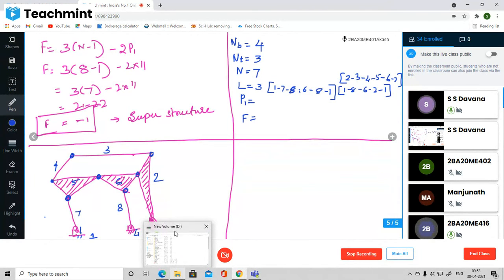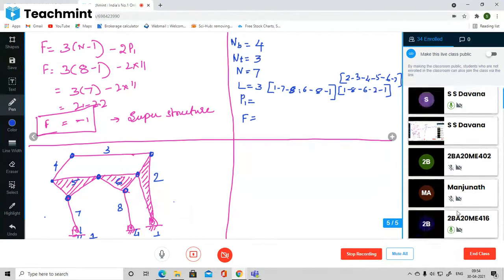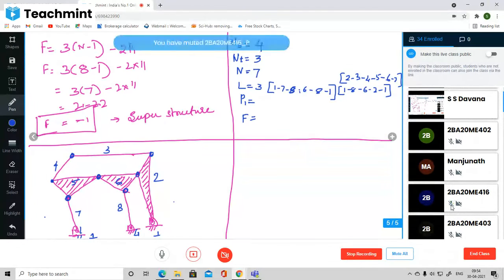Number of pairs, now we calculate. Hey, who is this? To be a 20 ME 416, you just mute yourself. Okay. Now the voice is clear.